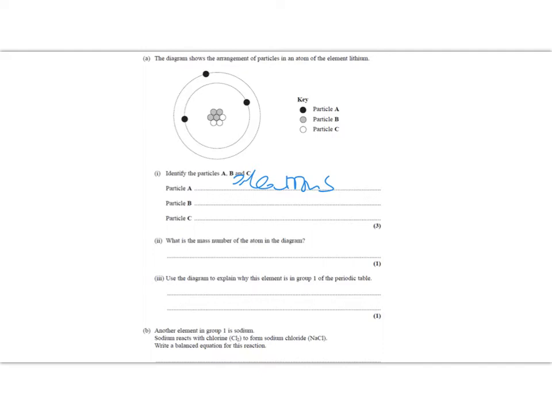Particles B and C are a little bit more difficult to work out, but you should be able to spot that there are 3 white dots and 4 grey dots. As there are 3 electrons, that tells us that the 3 white dots are actually protons, because in a neutral atom you'll have an equal number of protons and electrons. So particle C is going to be protons, and particle B will be neutrons.